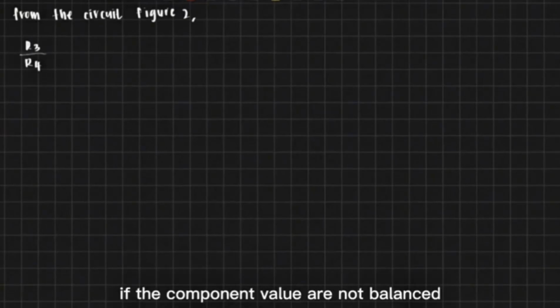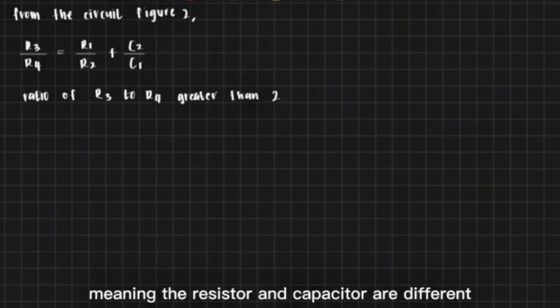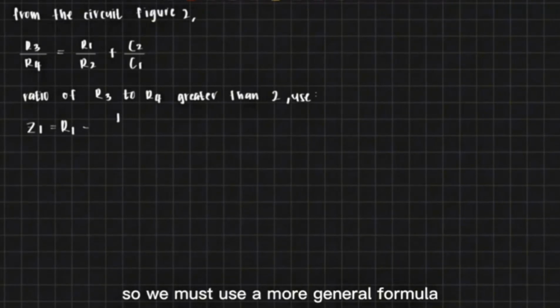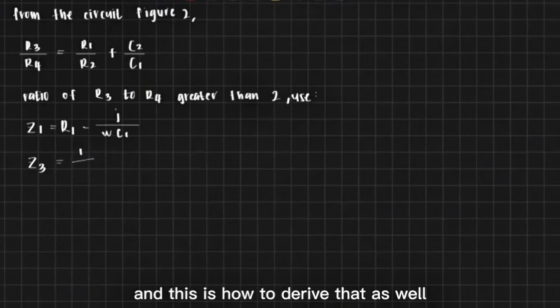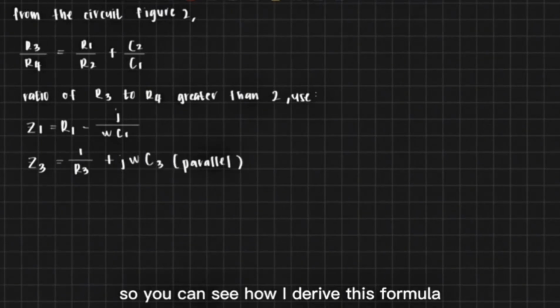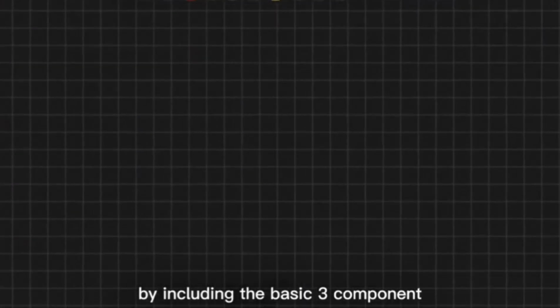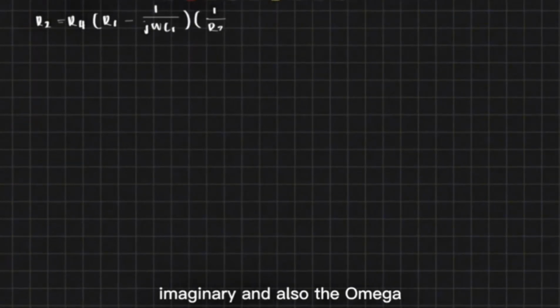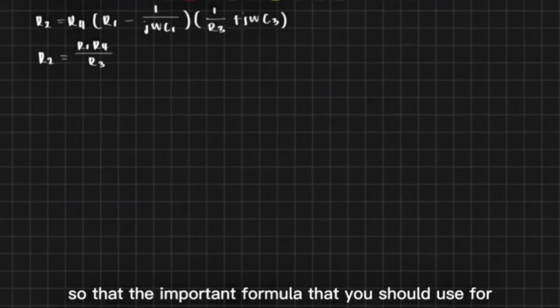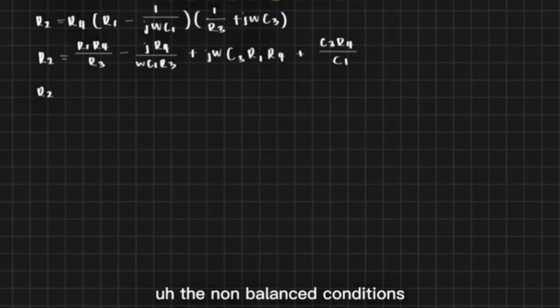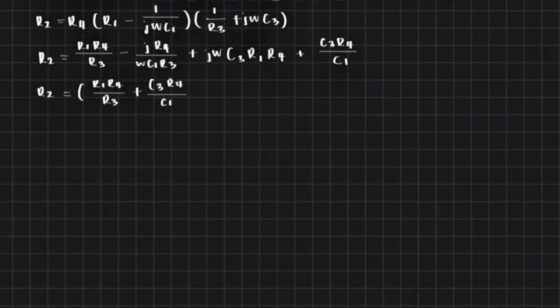However, if the component values are not balanced, meaning the resistors and capacitors are different, we must use a more general formula, and this is how to derive that as well. So you can see how I derive this formula by including the basic three components, the imaginary part, and also the omega. So that's the important formula that you should use for the non-balanced conditions.